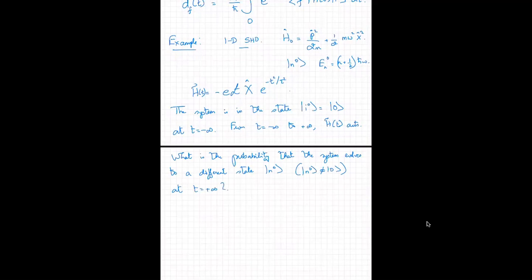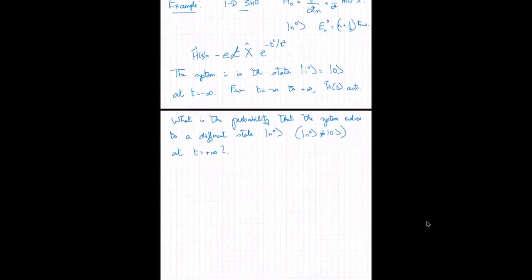So I'm giving enough time for the system to evolve, and I'm asking what is the probability that the system will evolve to a new eigenstate of the original unperturbed harmonic oscillator Hamiltonian at time t equal to plus infinity. Is the statement of the problem clear? This is a problem from Shankar's textbook.